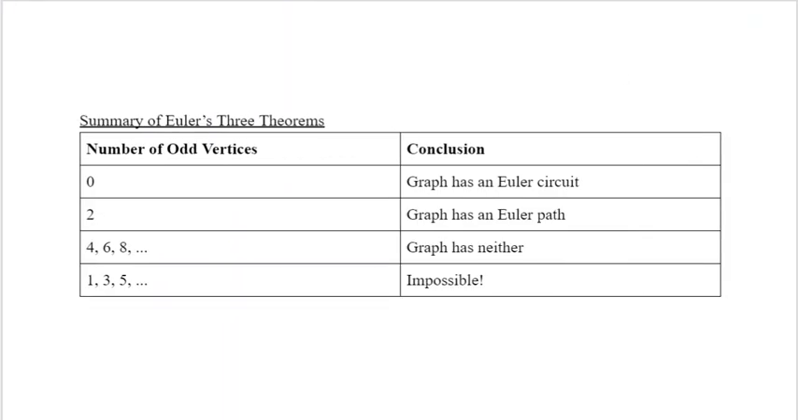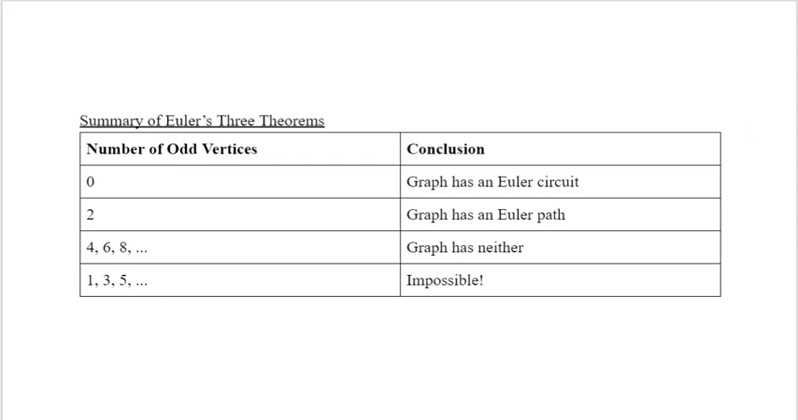So, in summary, if you have no odd vertices, you have an Euler circuit. 2 odd vertices, you have an Euler path. If you have 4, 6, 8, etc. odd vertices, you do not have either. And if you have 1, 3, 5 odd vertices, that's impossible. You cannot have a graph with an odd number of odd vertices.